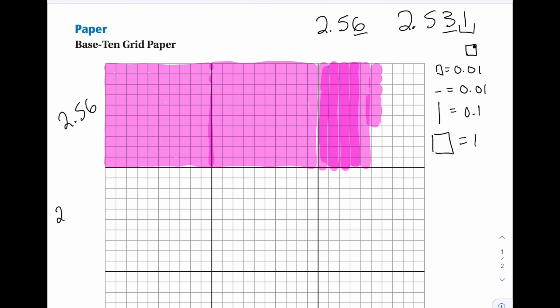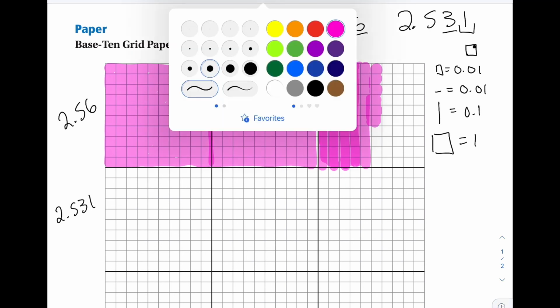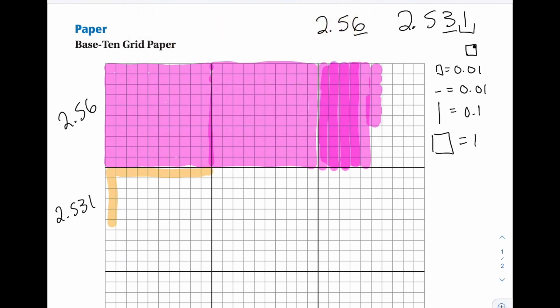So our second number, 2 and 531 thousandths, let's give it a new color. But we'll still have 2 of these large blocks. We'll have 5 of the 10 by 1 columns. But then we'll only have 3 of the hundredths. And 1 thousandth, which will just be a fraction of this right here. So we can see when we compare the area here, we're the same for the ones, the same for the tenths, but we've shaded in more on the pink number.